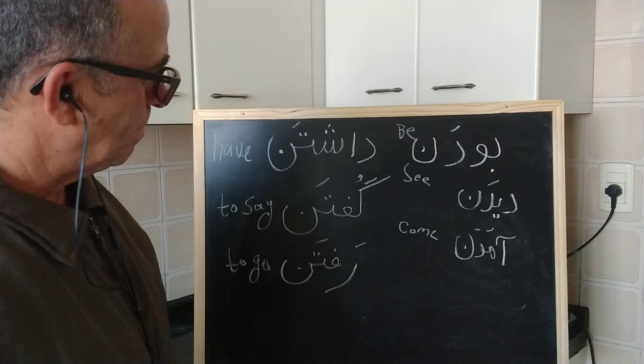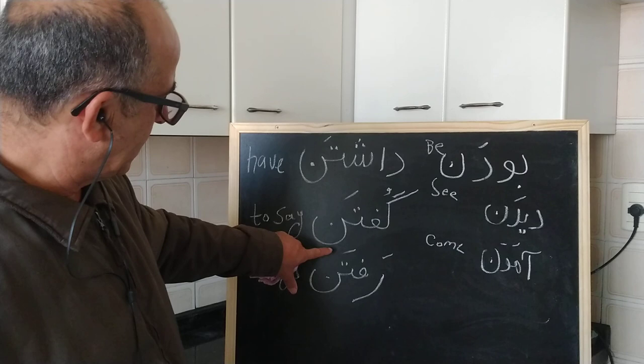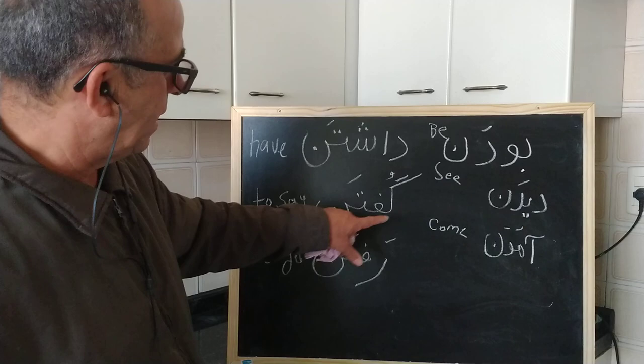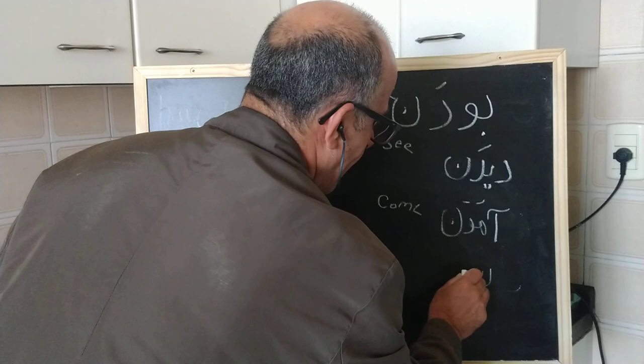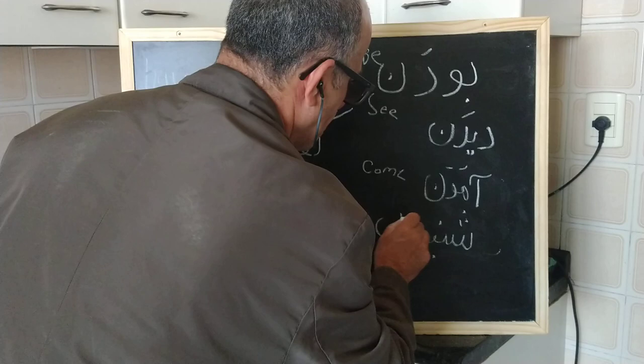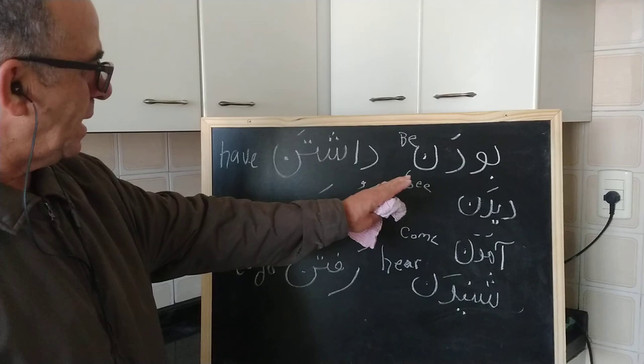One, two, three. So you see that on this side, everything ends with tan: daştan, goftan, raftan. And here everything ends with dan: budan, didan, omadan. Şenidan, to hear. That's the pattern. These are the infinitives, okay?